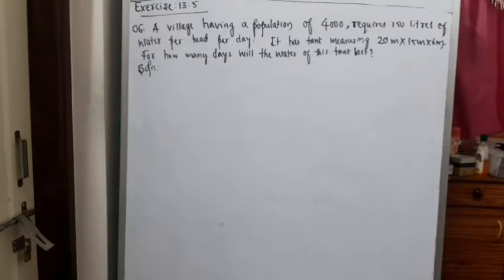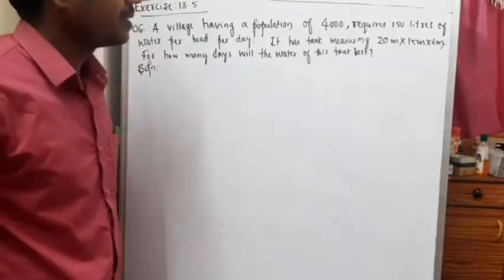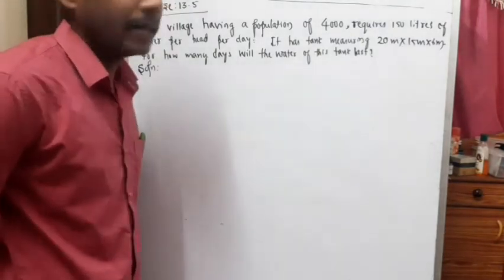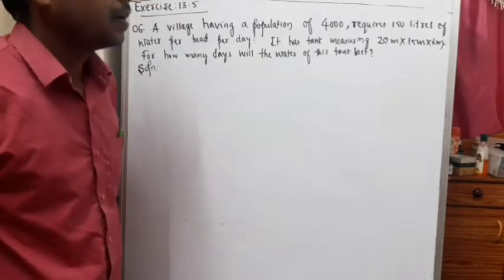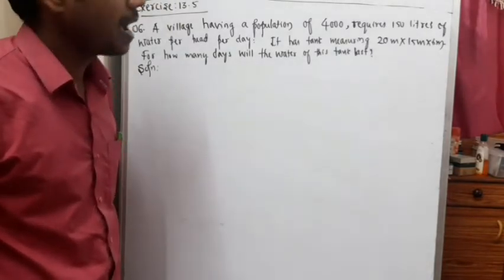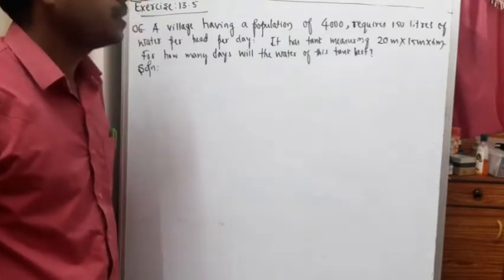Sixth question. A village having a population of 4,000 requires 150 liters of water per head per day. It has a tank measuring 20 meter by 15 meter by 6 meter. Okay, that is the dimension of the tank. For how many days will the water of this tank last?